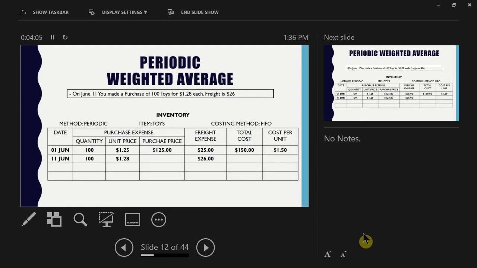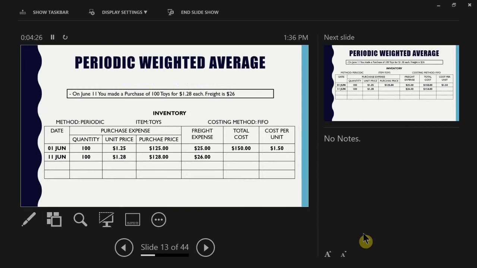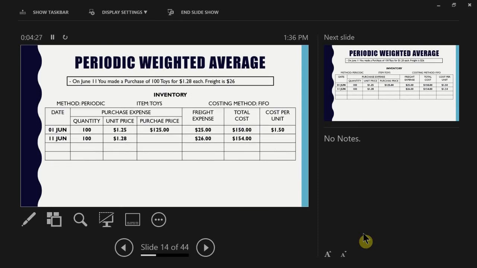Now we're going to be introducing the important concept here. Instead of taking the cost per item, we're going to be taking a look at an overall average cost per item. So in this case, we're going to solve as usual. So purchase price here is once again $128. And then again, we're going to add the $26 freight to give you $154.